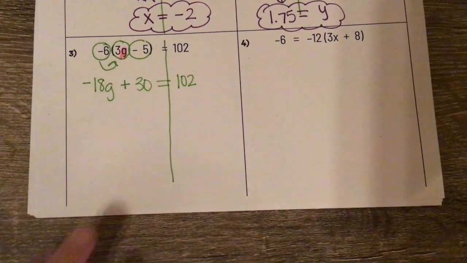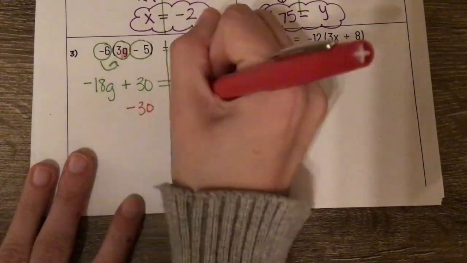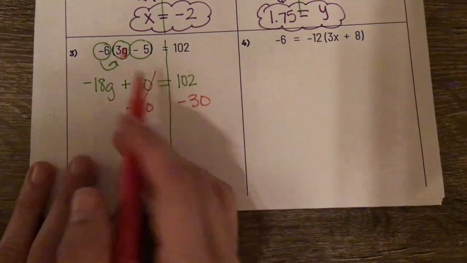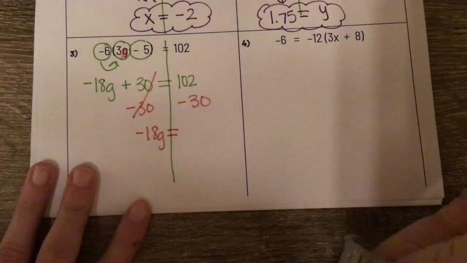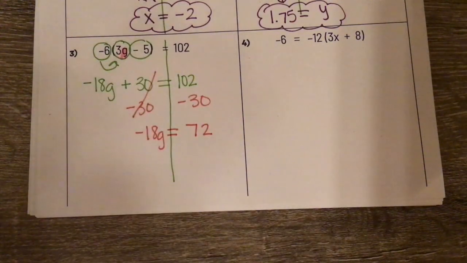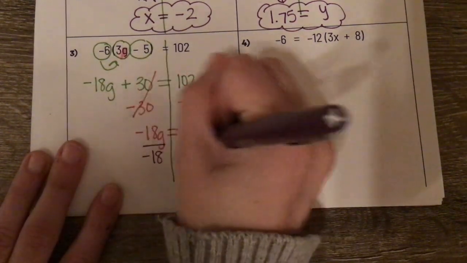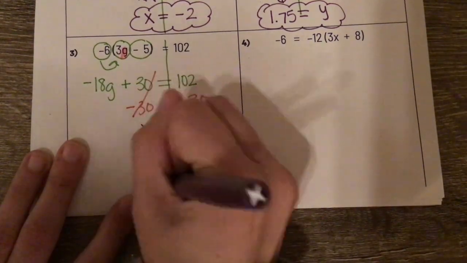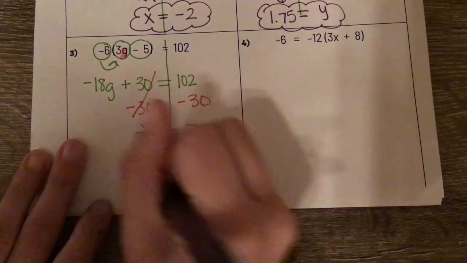Now we've got our basic two-step equation. We're going to get rid of our constant. Since it's plus 30, we're going to subtract 30 from both sides so we can eliminate it, because 30 minus 30 is 0. Bring down what's left over here, negative 18g equals 102 minus 30 is 72. And then our last step, g is being multiplied by negative 18, so we're going to divide each side by negative 18. It cancels out on the side with the variable. 72 divided by negative 18 is negative 4.